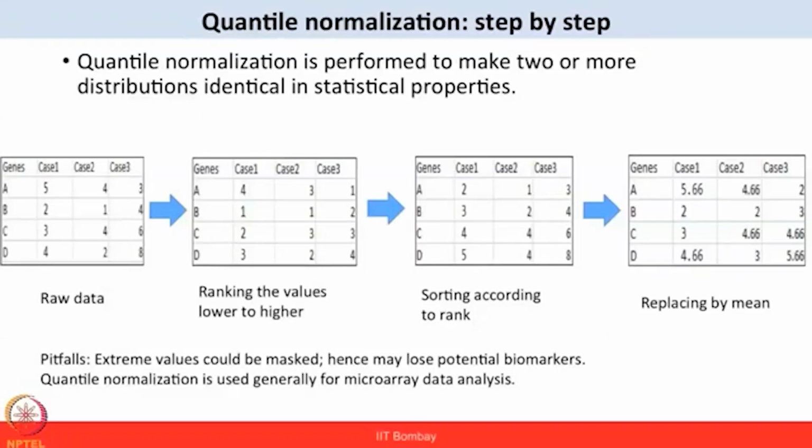However, there are some pitfalls in quantile normalization: extreme values could be masked. Hence we may lose potential biomarkers, because biomarkers are the proteins of interest that have dysregulated expression levels, that is, in the normal distribution curve they might be in the tail region. So quantile normalization may mask your potential biomarkers from the analysis, and so it should be implemented with proper care. And quantile normalization is generally used for microarray data analysis.